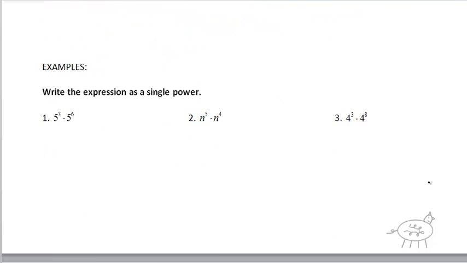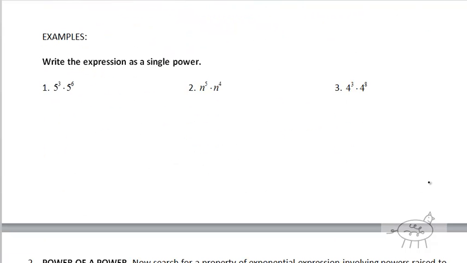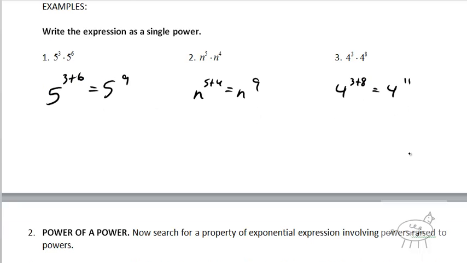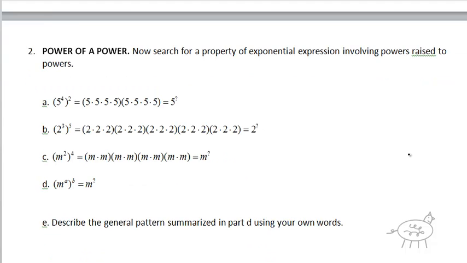Okay, so let's do an example here. It says write each expression as a single power. So that's 5 to the, well, 3 plus 6, so it's 5 to the 9th. Pretty easy. Okay, this is n to the 5 plus 4th, which is n to the 9th. This one's 4, same base, so 3 plus 8, so it's 4 to the 11th. Pretty easy, right, guys?